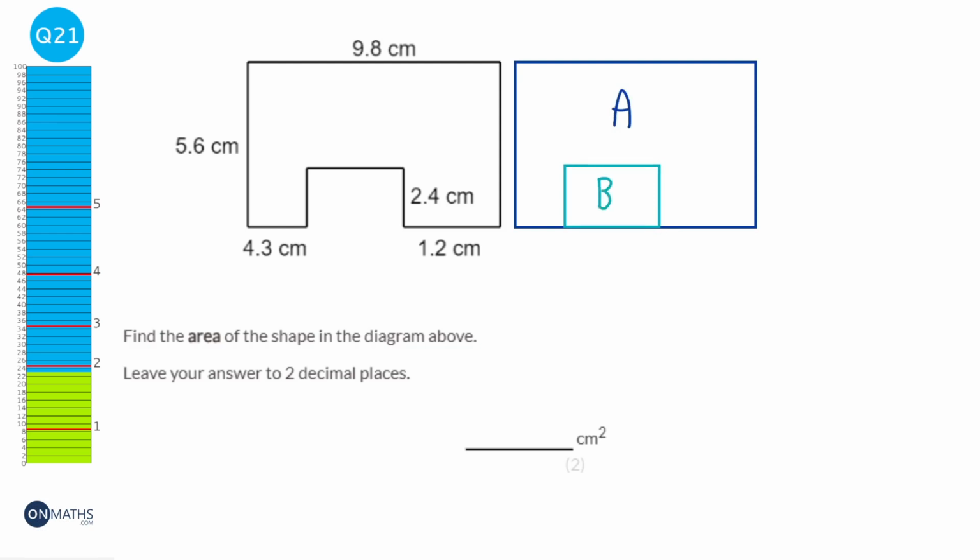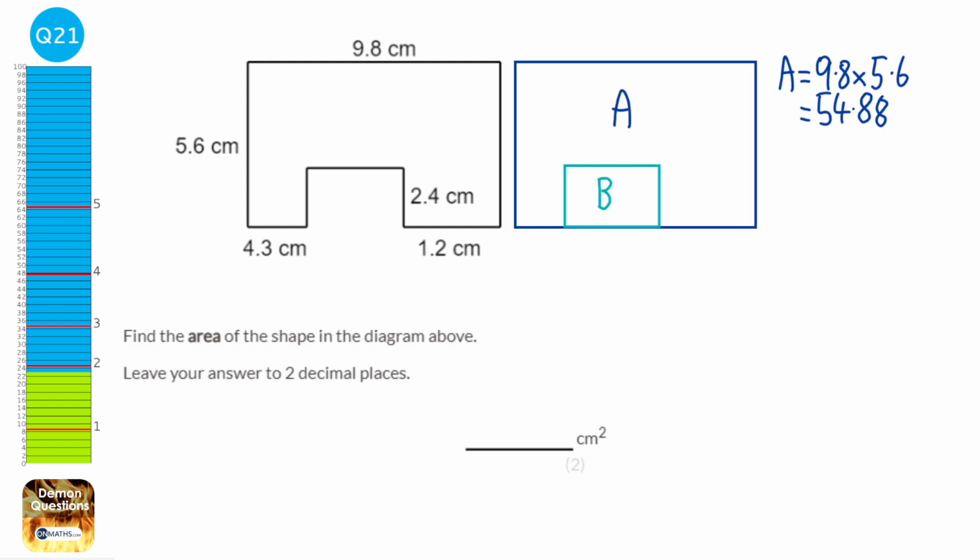So to work out the area of A, we're going to do 9.8, which is the width, times the length, which is 5.6. And that will give us 54.88.